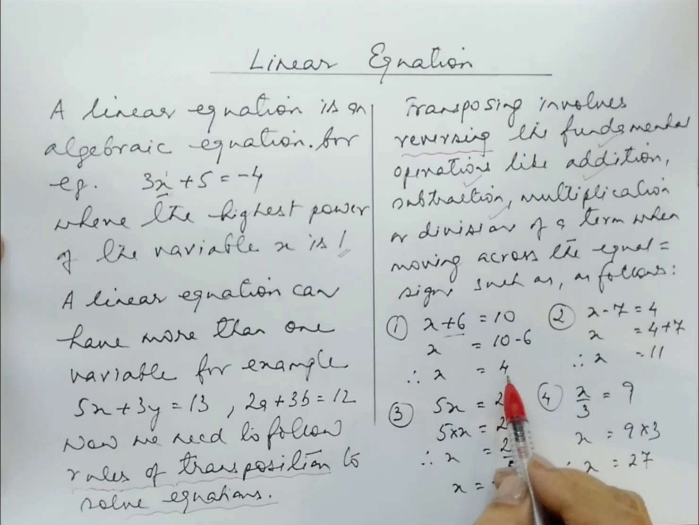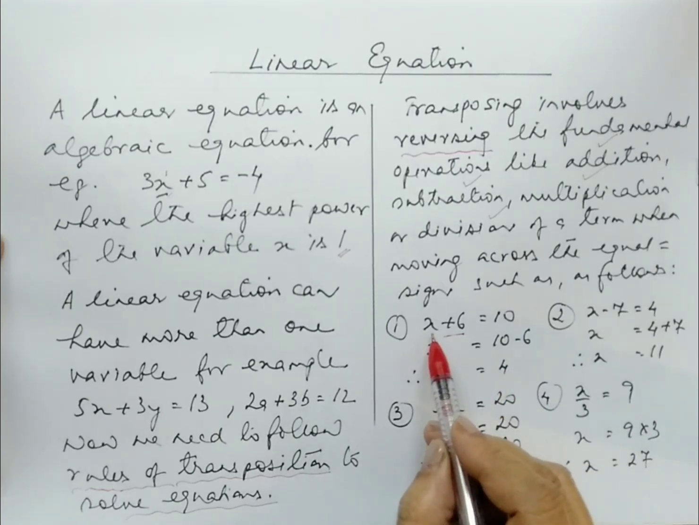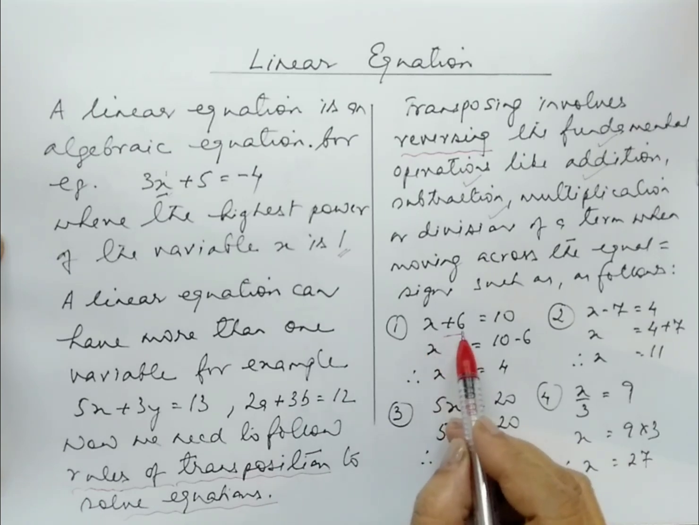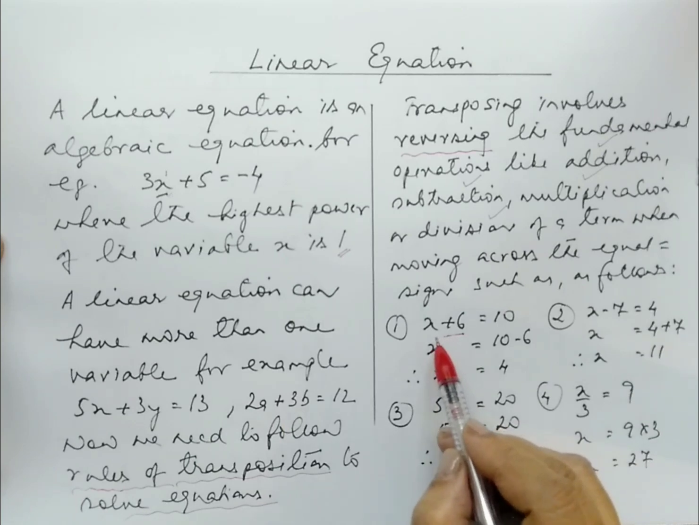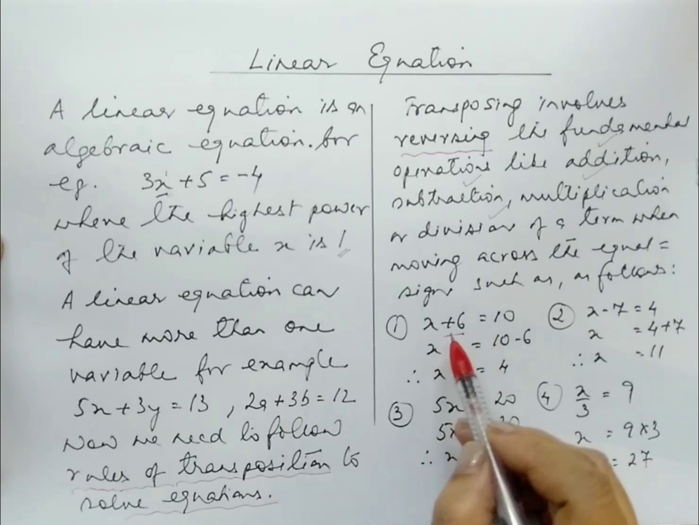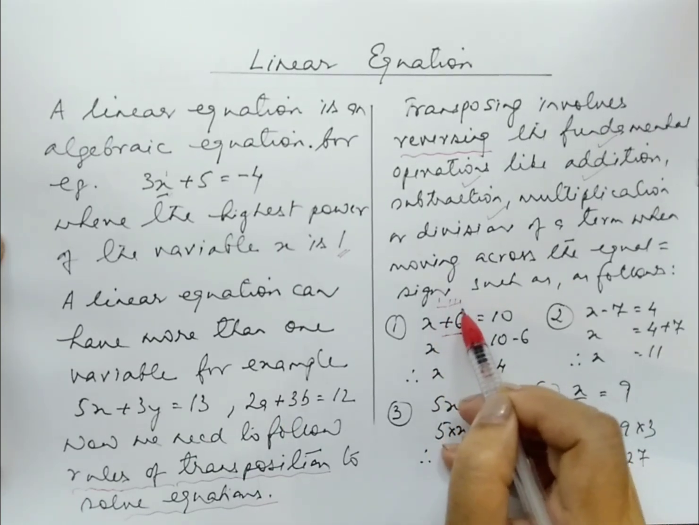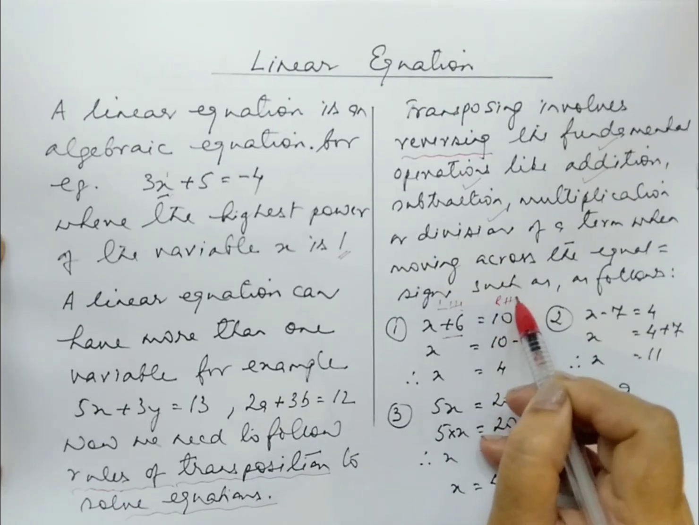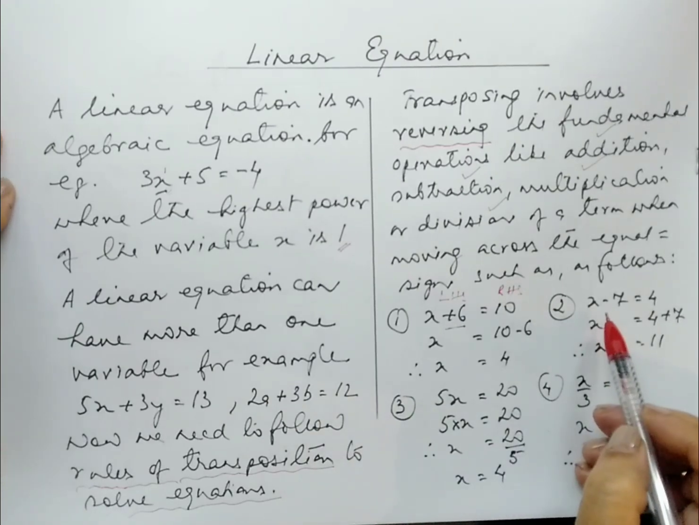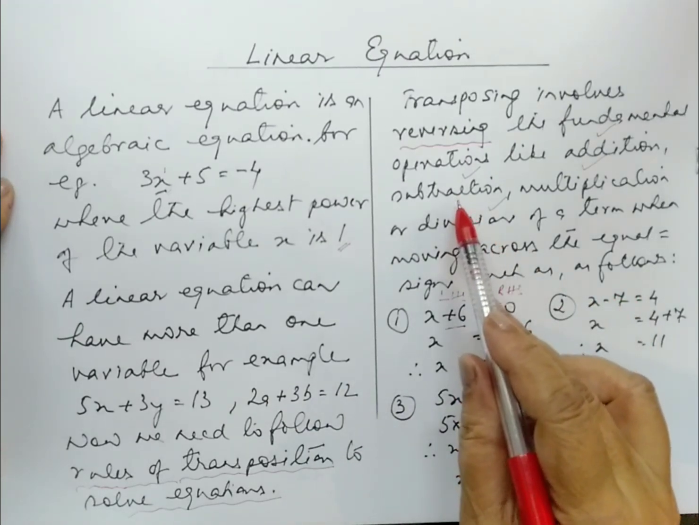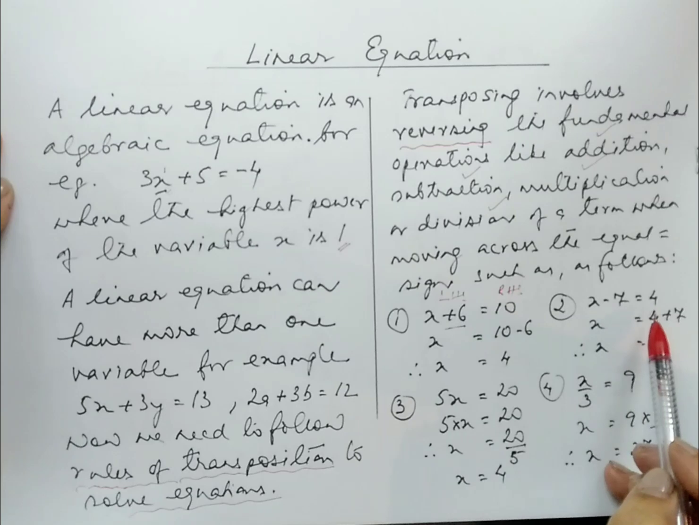The value of x is 4, which means if you put the value of x as 4 here, 4 plus 6 will be equal to 10, and thus we are able to balance left hand side with right hand side. All right guys, it's as simple as that. The same thing we do for subtraction. It is reversed to addition.